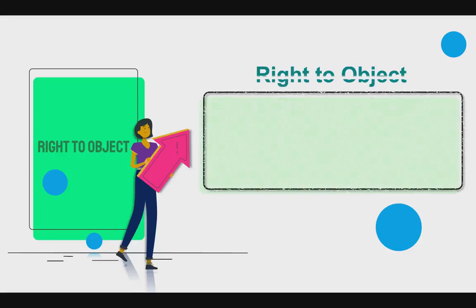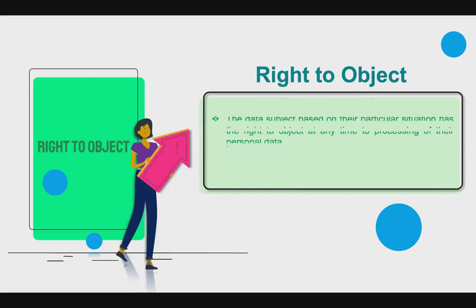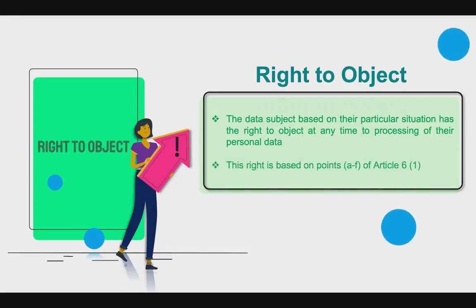Right to object, as clear from the name itself, provides data subject the right to object to processing of their personal data at any point. The grounds for this objection could be relating to their particular situation. This right is based on Article 6.1 from points A to F in GDPR. A particular situation meaning any situation that the data subject is not comfortable with. For example, the extent of processing, the way the data is being processed, how many entities the information is being passed to, and so on and so forth.